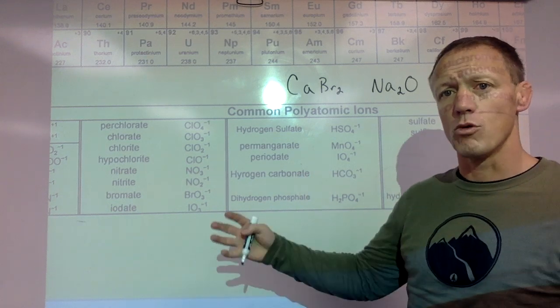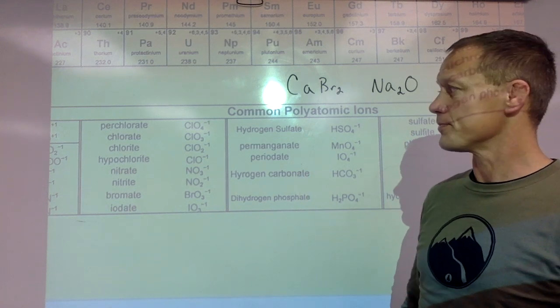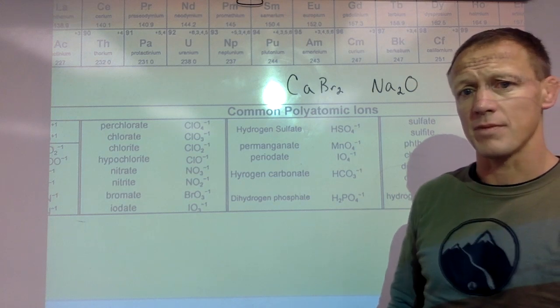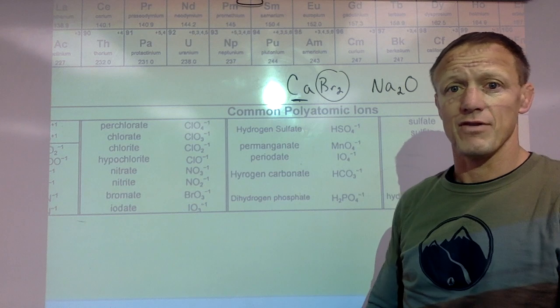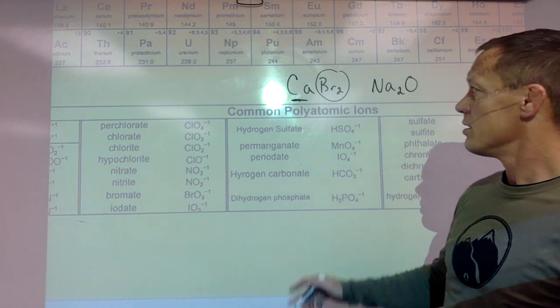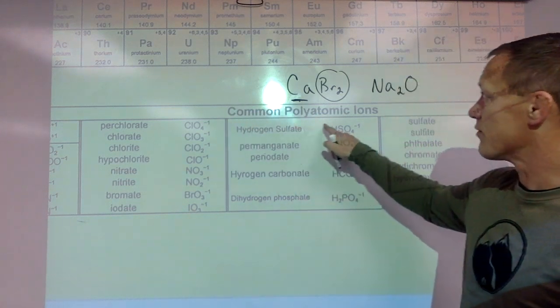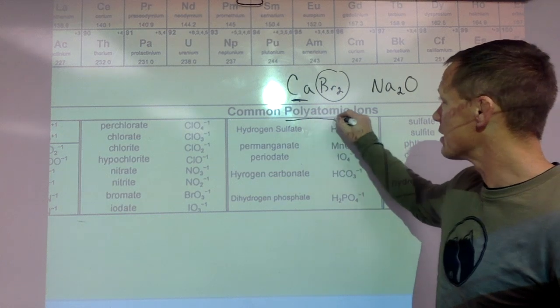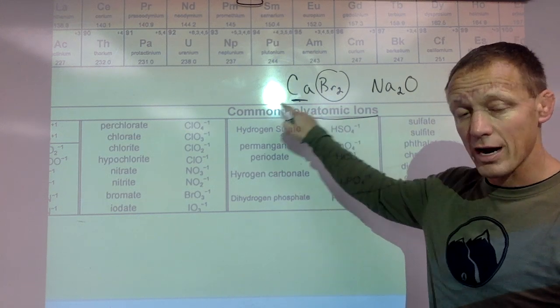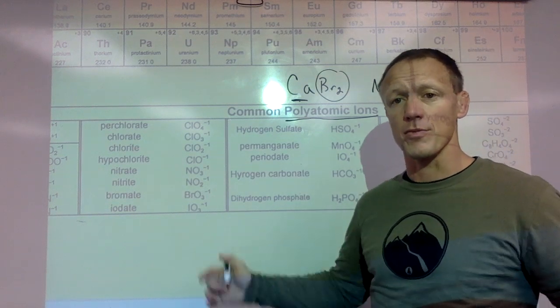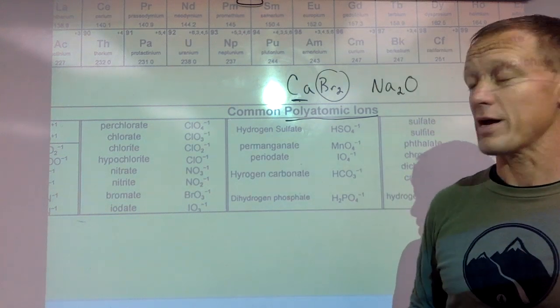Some compounds have multiple elements together. These are still going to be ionic compounds, so it's still going to be a metal. It's just going to have a different negative anion with it. At the bottom of your periodic table, there's a list of what are called polyatomic ions. Poly meaning many atoms. You'll never have to memorize these as we used to in the past.